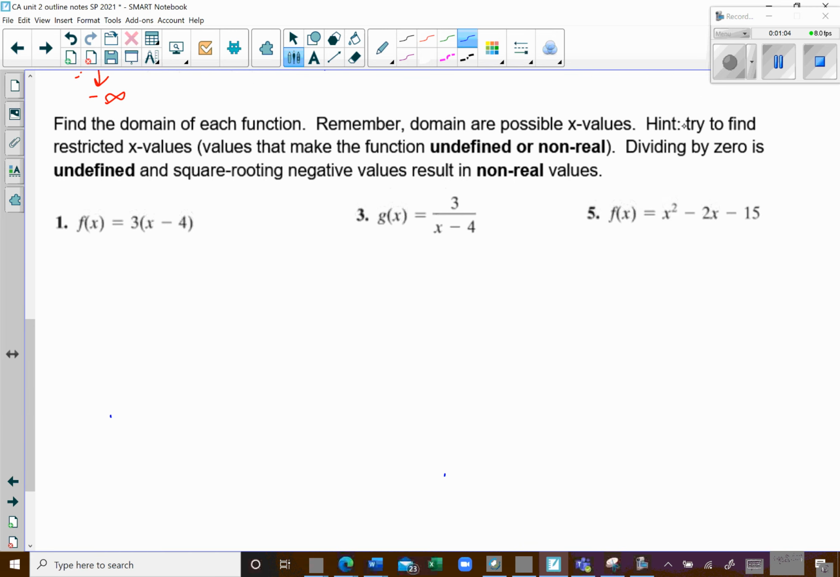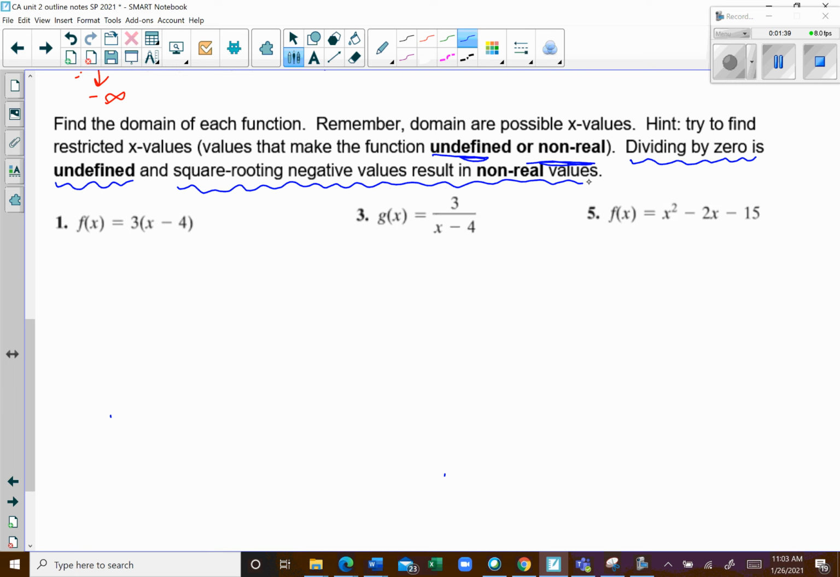Hint, try to find the restricted x values. So try to find the ones that you would not be able to plug into the equation. Basically, you're going to look for values that are undefined or not real. Undefined is going to come up whenever you divide by zero. Dividing by zero is going to give you undefined. And if you have a radical, specifically a square root, if you're square rooting a negative value, it results in a non-real value. And we'll see some of those later on.